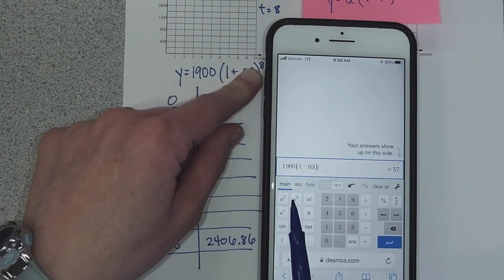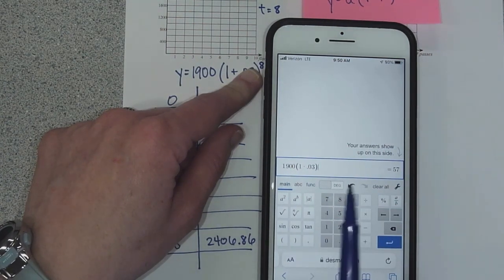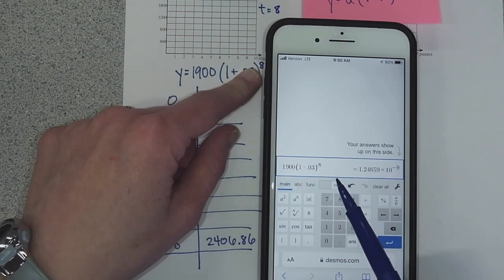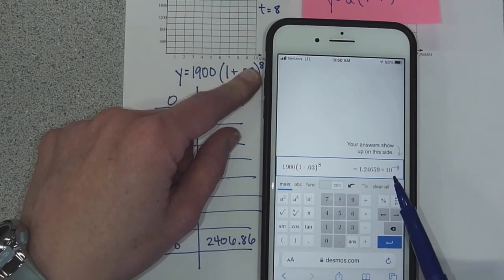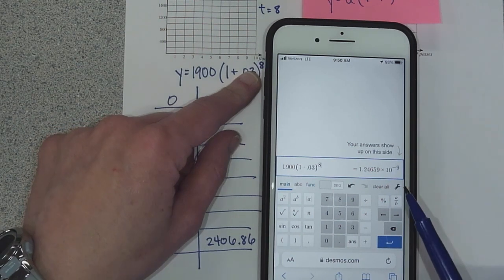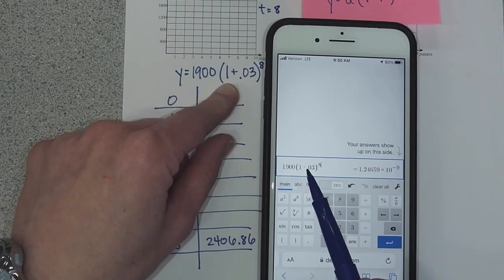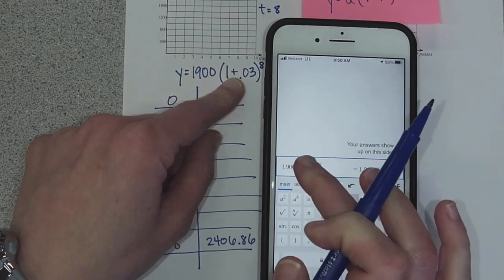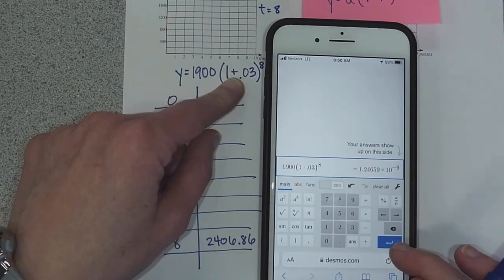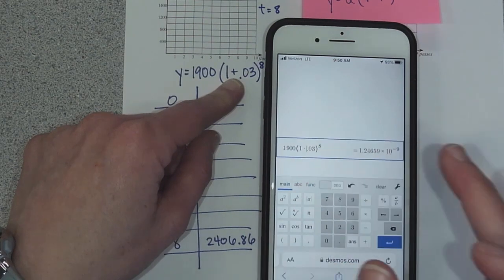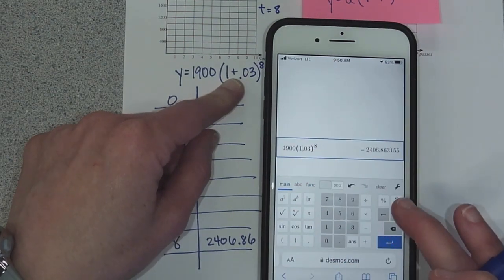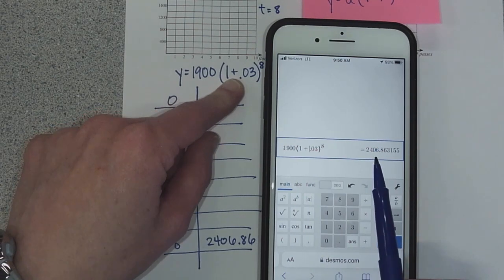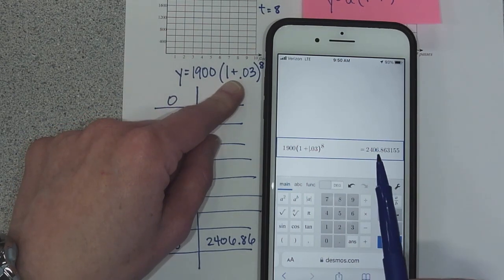And for the exponent, you're going to hit this button that looks like a to the power of b. That's what you want. And 8, and then whoa, look at that. I think I did something wrong. What did I do wrong? Oh, look, I put a times instead of a plus. This is definitely not the answer I'm looking for, so let me go back and change that. And I hit enter instead. Let me try again. Plus 1 plus 0.03. Oh, no, that's looking a little bit more reasonable, isn't it?